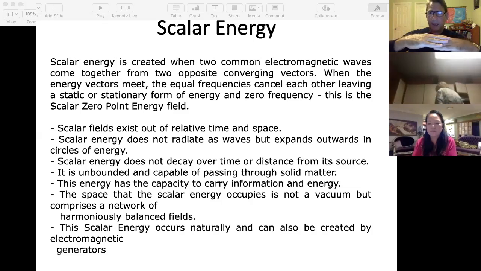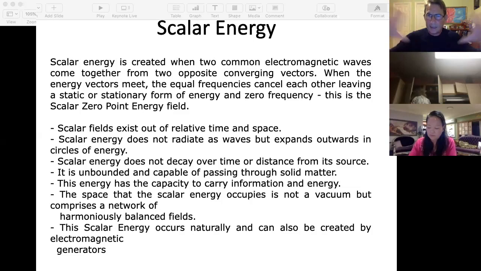And these scalar waves are basically like compression longitudinal waves, like sound waves. They radiate out in all directions, as opposed to electromagnetic frequencies, which travel in a particular vector in a straight line. But when those two straight lines come together and match, they can neutralize to create circular standing waves, which is what we call the scalar zero-point field. Now, this scalar field exists outside of relative time and space, and this is why we can access the higher dimensions of consciousness beyond the interference of the Earth's electromagnetic field. So they expand out in circles.